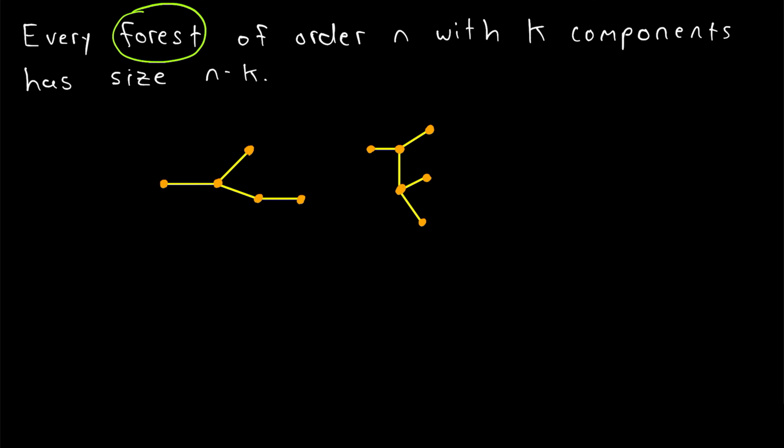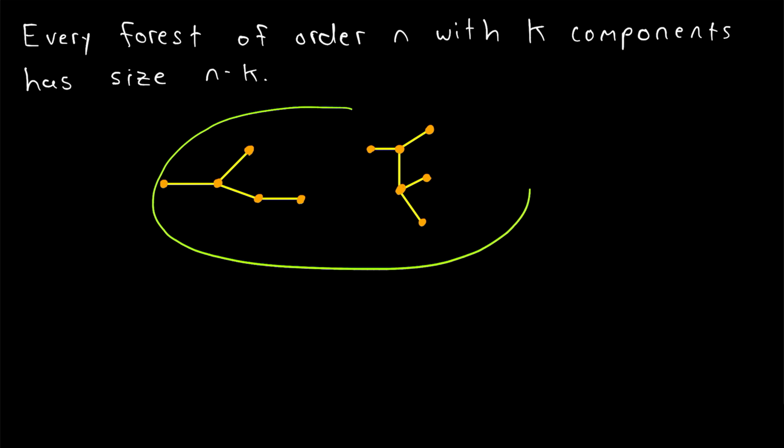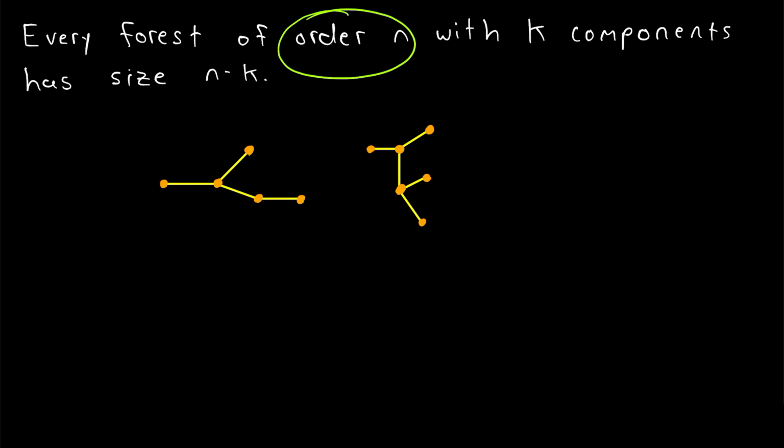So a forest is just a graph with no cycles, thus its components are trees. That makes sense that trees would make up a forest. So either of these graphs on their own would be a tree, but together they are a forest. And remember that a tree graph with n vertices has size n minus 1. It has n minus 1 edges.